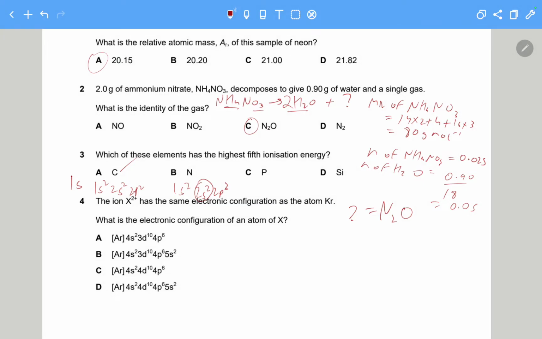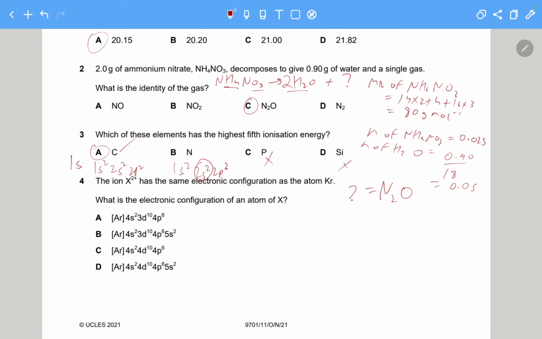Now, the reason why I didn't look at phosphorus and silicon right away was because phosphorus is below nitrogen in the periodic table and silicon is below carbon in the periodic table. And as you all know, the ionization energy decreases down the group. So therefore, there is no point of looking at these because we know that they are going to have a lower ionization energy than carbon and nitrogen. So these are the tricks you need to have in mind so that you can quickly answer these questions. So the answer is A for this one.